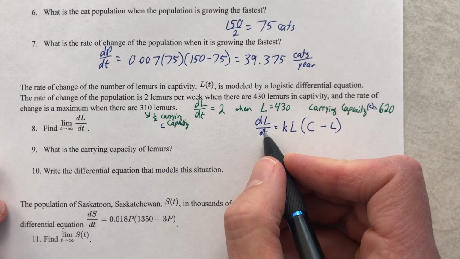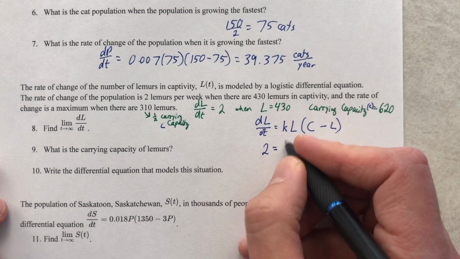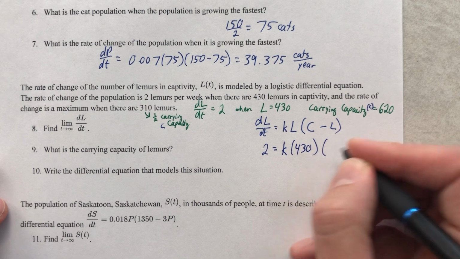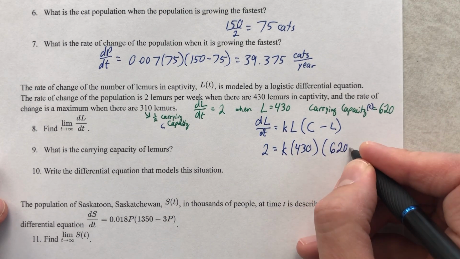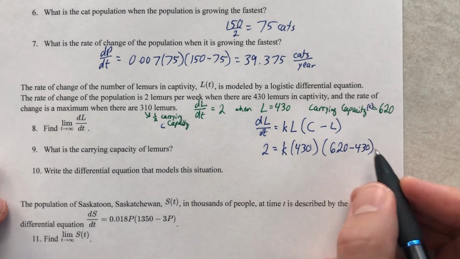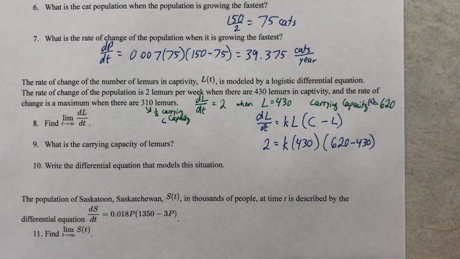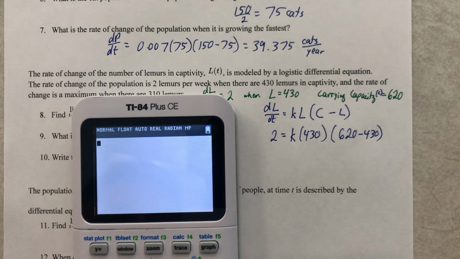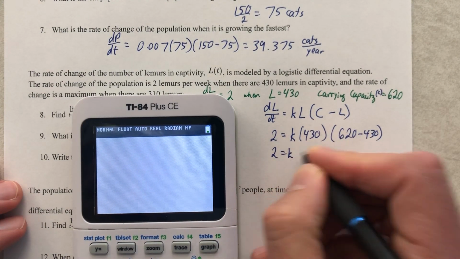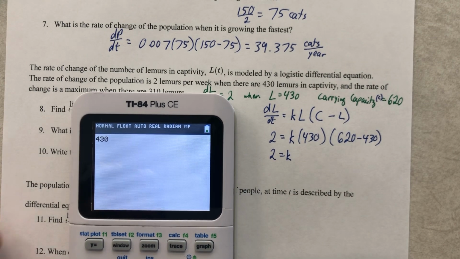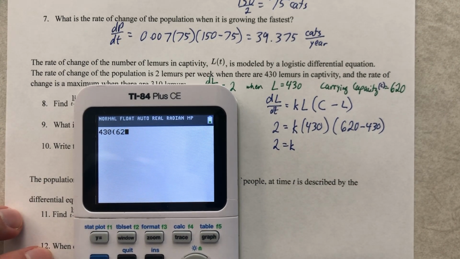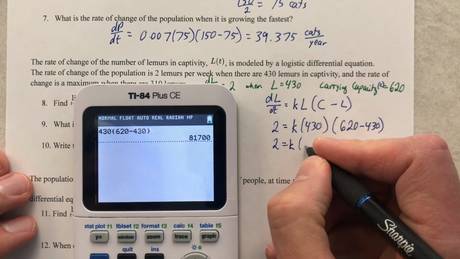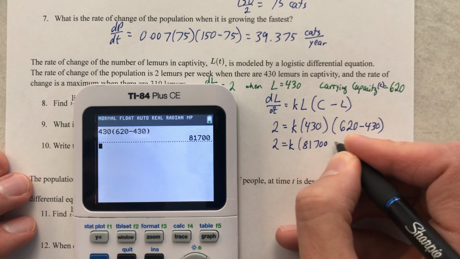So dL/dt, oh, we know that's 2. Do we know K? No. Do we know L? Yep, it's 430 at a specific moment. And 620 here, minus 430. And we're going to solve this thing for K. So 2 equals K times a bunch of stuff. So 430 times 620 minus 430. Key got stuck there. Didn't want me to subtract. And I have 81,700. This is going to be crazy, y'all.